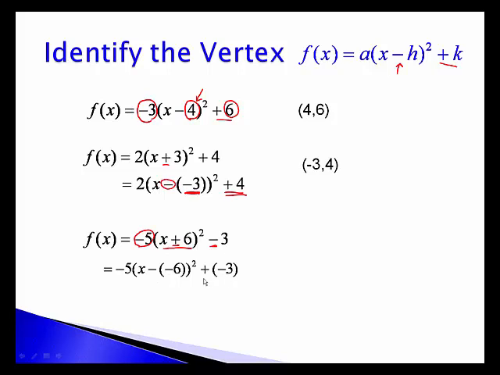Up here, I need this to be a plus, and the only way I can make that happen is to add a negative 3. So now my question is, if this is h and this is k, what is my vertex? Well, it's negative 6, negative 3. And the only thing that is difficult about this at all is taking care of those signs. So watch what you're doing with them, and everything else should go okay.